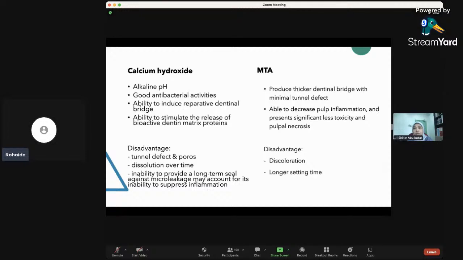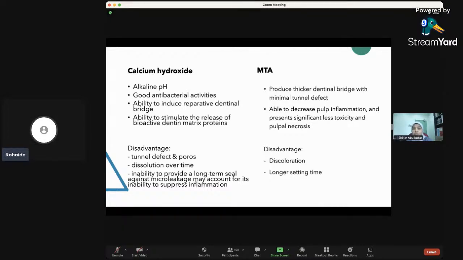Okay, because it has an alkaline pH, which contributes to the antibacterial activities. Okay? And also it has the ability to induce reparative dentinal bridge, which is what we want. And also by stimulating the release of active dentin morphogenetic proteins. However, calcium hydroxide has drawbacks.